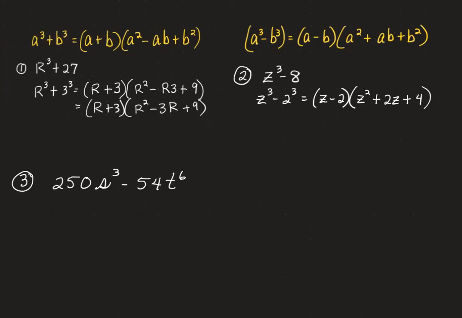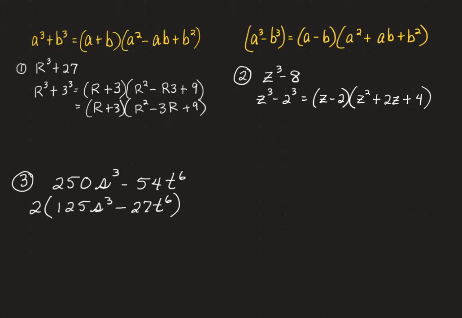Let's look at example 3. Okay, 250s cubed. Let's see, what's the cube root of 250? I don't know. Now maybe 250 doesn't have a cube root. So before you start racking your brains trying to figure that out, first and always look for the greatest common factor.